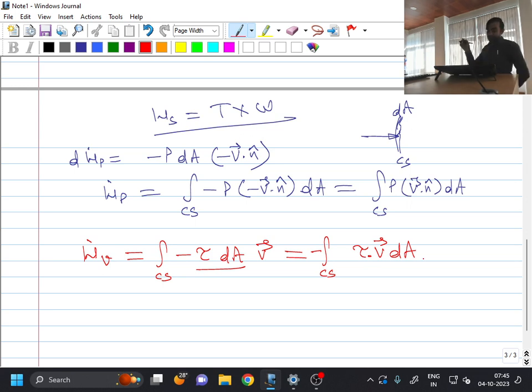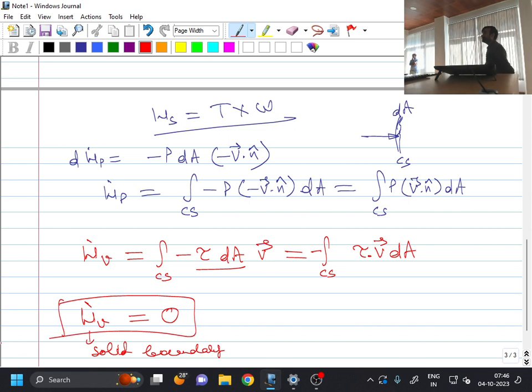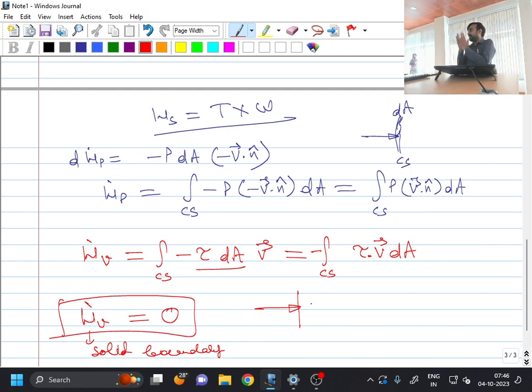Now, one important point: if I am calculating the viscous work at a solid boundary, what will be the velocity at a solid boundary? Because of the no-slip condition, it will be 0. So ultimately the value of viscous work for a solid boundary will be 0. Okay, if I calculate viscous work for an inlet which is having flow normal to the inlet.